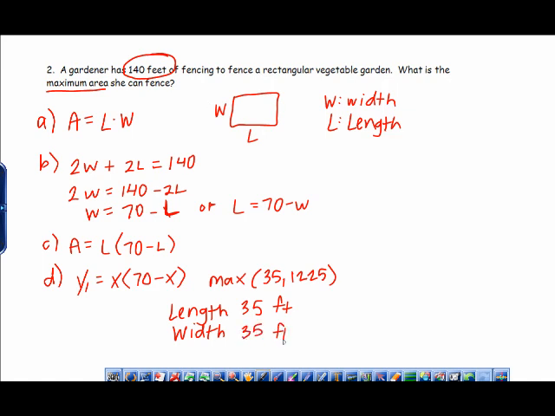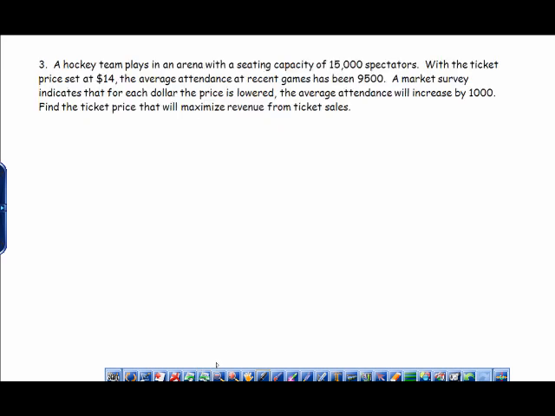So this ended up being a square, which maybe doesn't surprise you too much since we're trying to maximize the area. Okay, the actual maximum area is 1,225 feet. And make sure you're using good units here. That is our final answer. Okay, let's look at the next one.